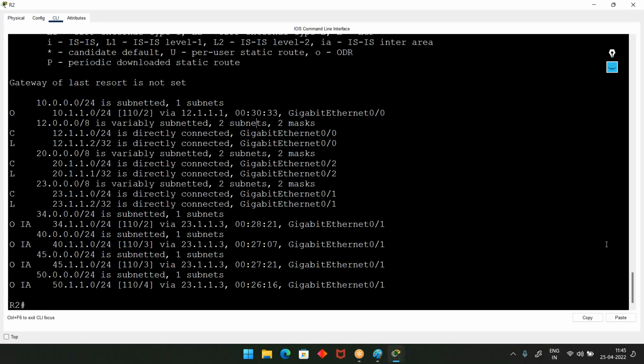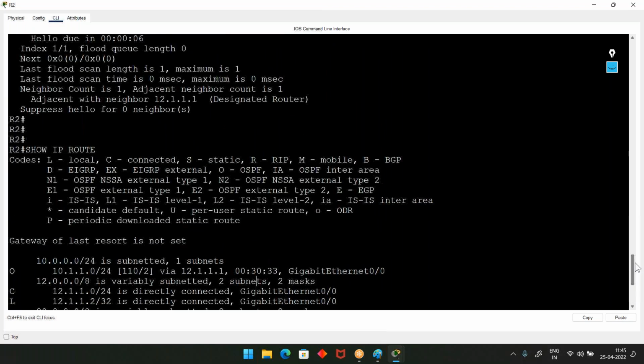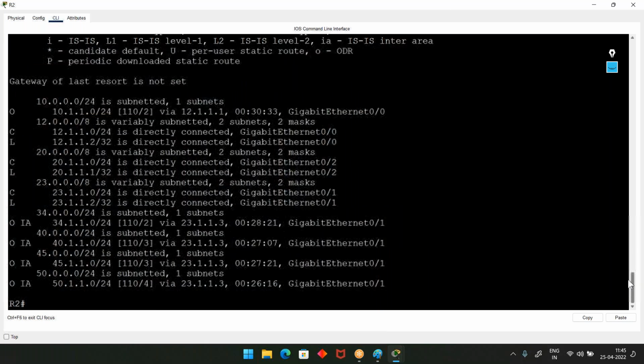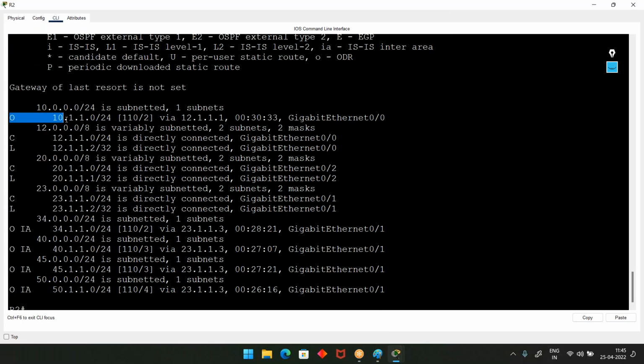Okay, in the BDR router now, can I see the DR network information? It is a BDR router. In the BDR router, can I see this 10.1.1.0/24 network information? Of course, yes.